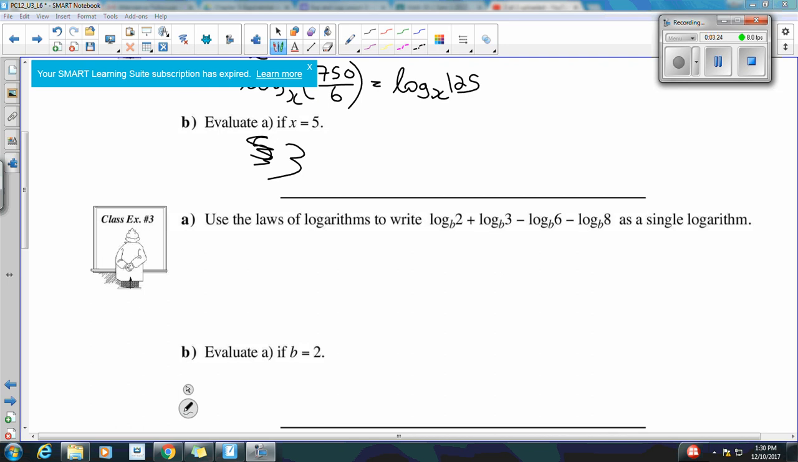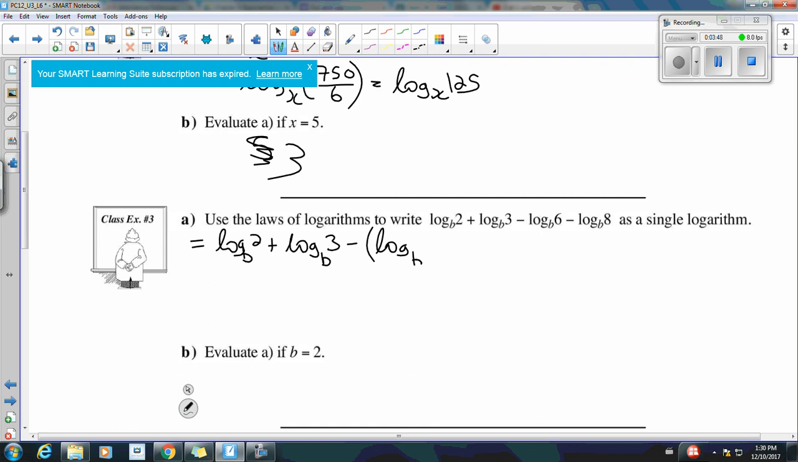Okay, so next example here, log base b of 2 plus log base b of 3 minus log base b of 6 minus log base b of 8. So one way you can do it is to kind of rewrite this one like they had the last one set up for us by factoring. Log base b of 2 plus log base b of 3. I'm then going to factor out a minus 1 from the last two terms. So I get log base b of 2 plus log base b of 3, minus, log base b of 6 plus log base b of 8. Well, now it's written like the question before.